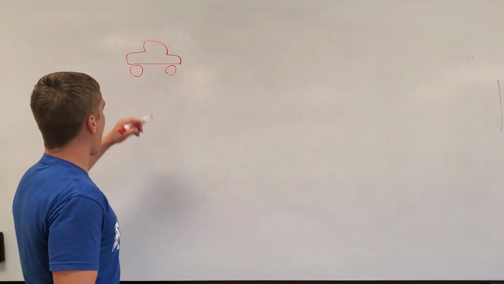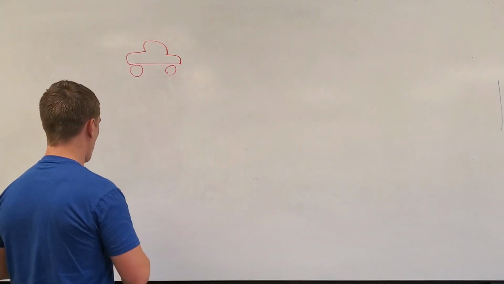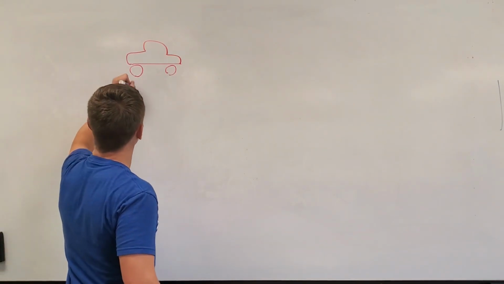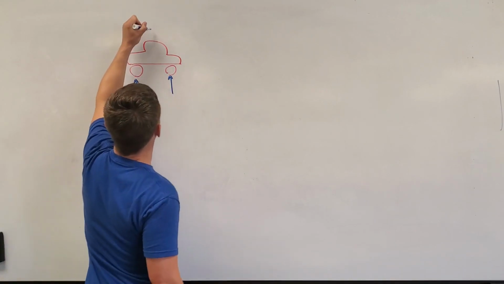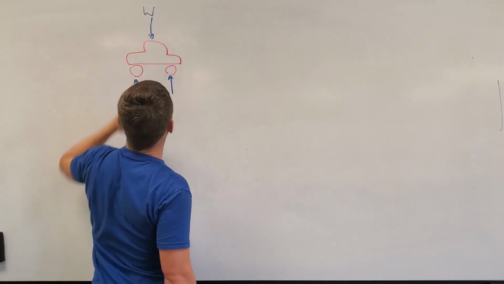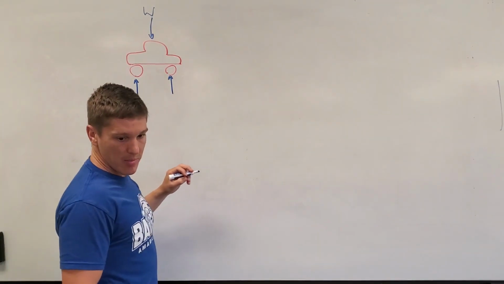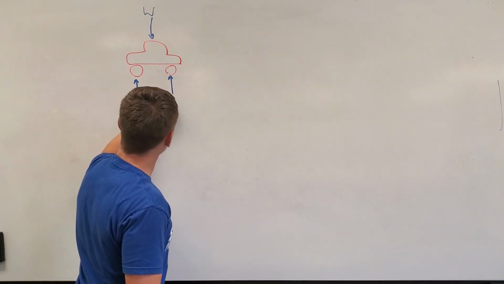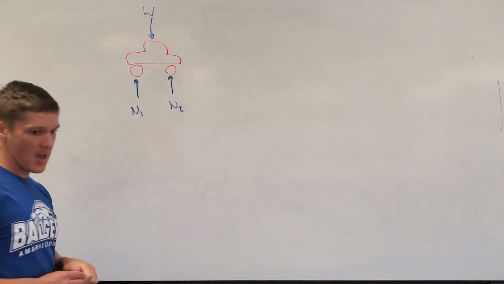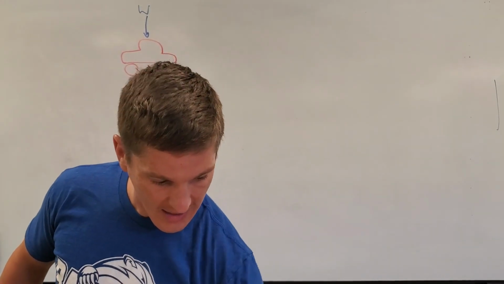So what do we have then acting on this car? Well, we have the normal force from the rear tires, and we have the contact force from the front tires, and we have the weight of the car acting in the y direction. So I can call this, it doesn't really matter, normal force 1 and normal force 2.